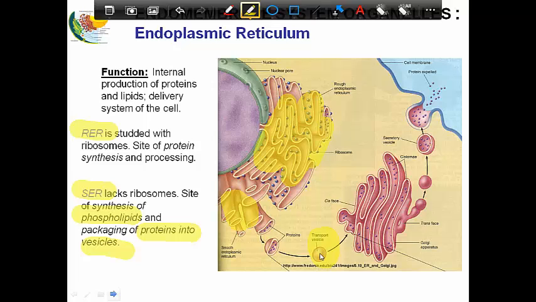So the overall function of the endoplasmic reticulum, taking those both into account, both the RER and the SER, is it makes proteins, it makes lipids, and it can deliver things around the cell.